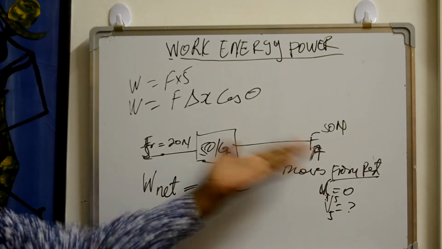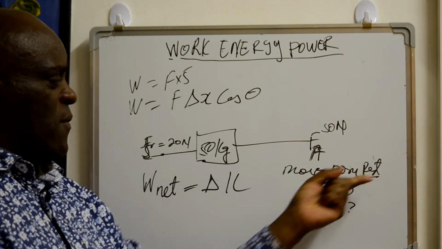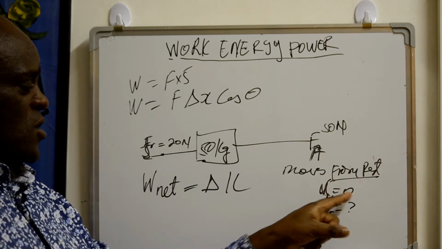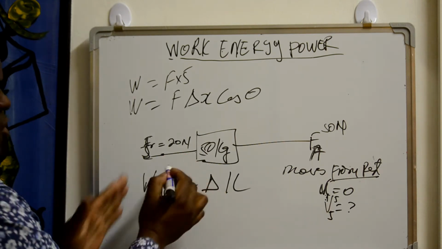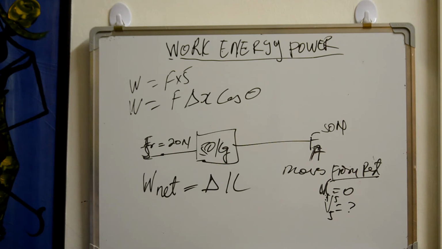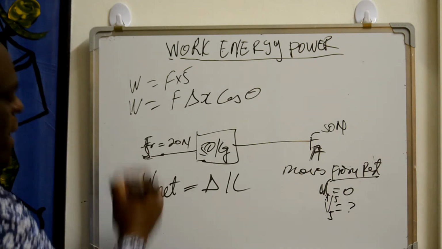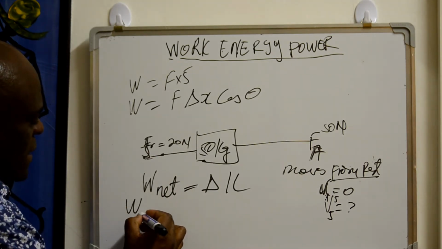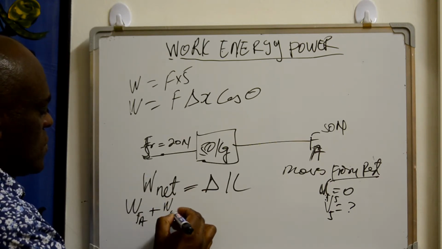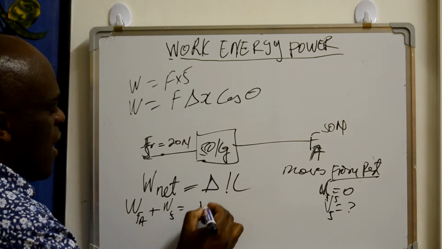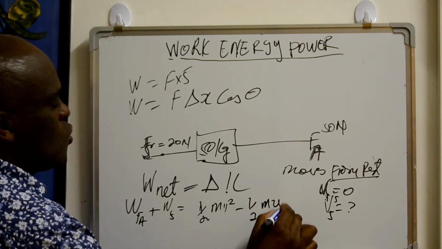Let's say, here is the scenario. You pull the box and the box moves from rest. Then your VI is 0, your VF you don't know. Let's say you are calculating your VF. When an object is on a horizontal surface, there are two forces acting now: a force applied and a friction force. So your work net is the work done by the force applied plus the work done by the friction. It's called a change in kinetic energy, which is half mv squared minus half mu squared.